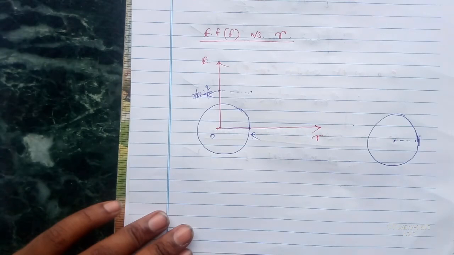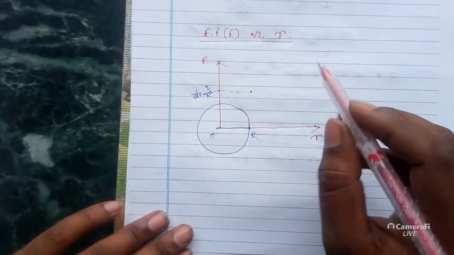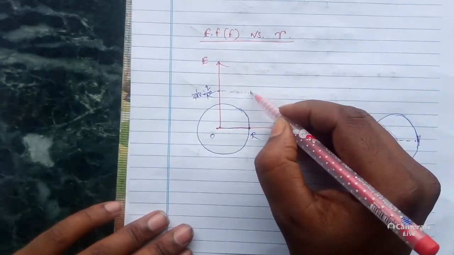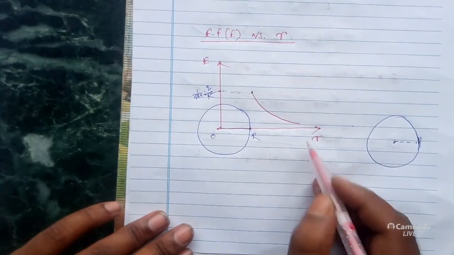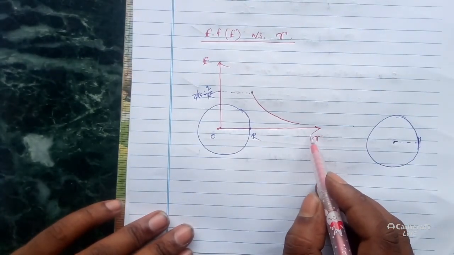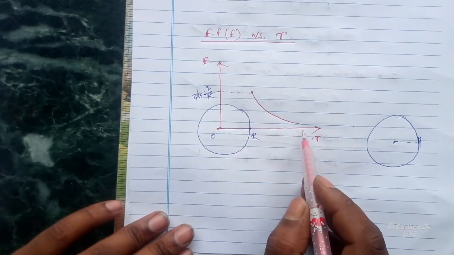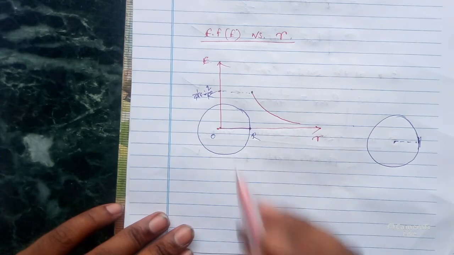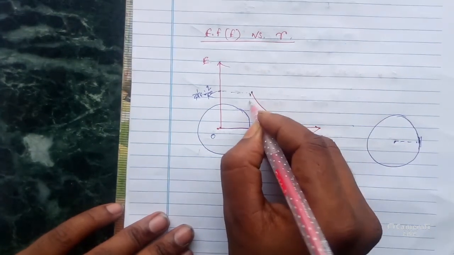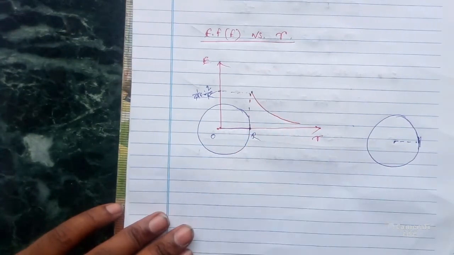And after this R, it will follow the xy is equal to constant type graph. So it will be just like this. Don't touch the axis, because if you touch it, then the electric field becomes 0, but the electric field will be 0 only at infinity. So no need to touch it. Your graph is just like this.